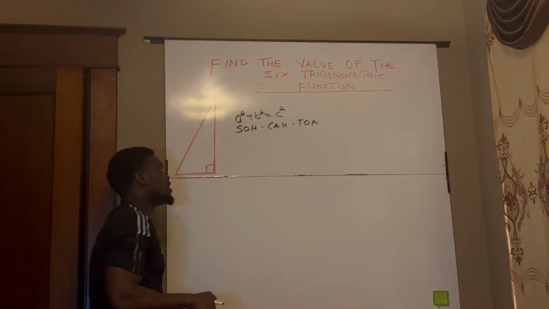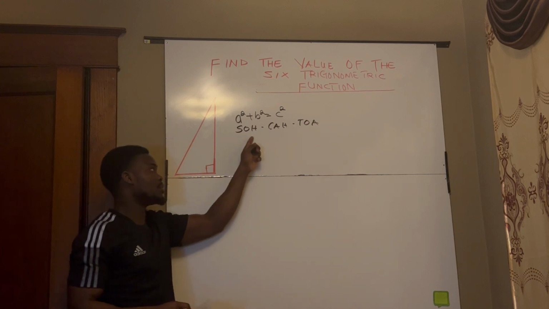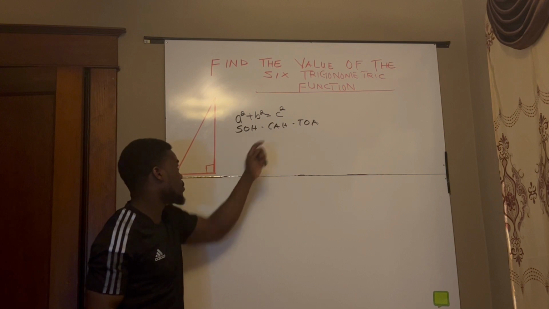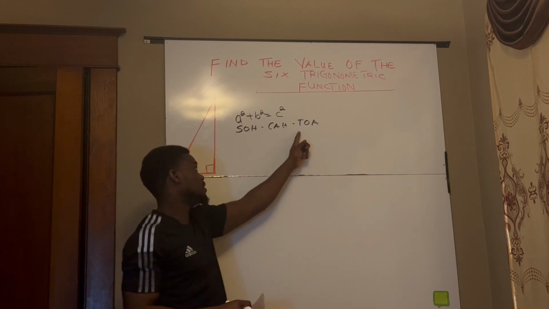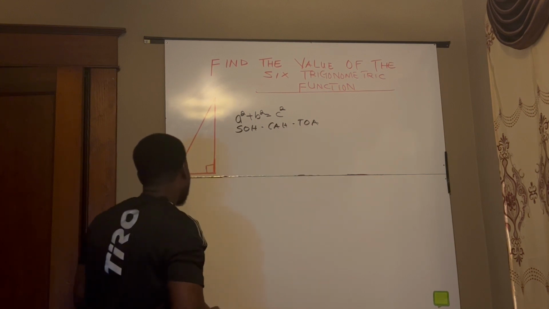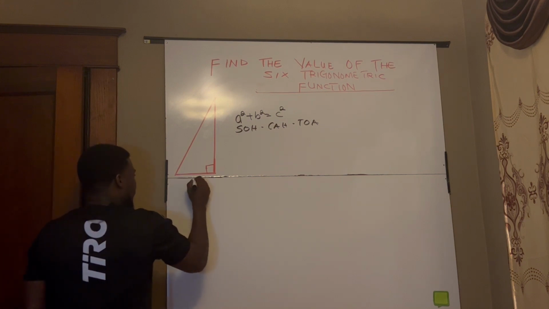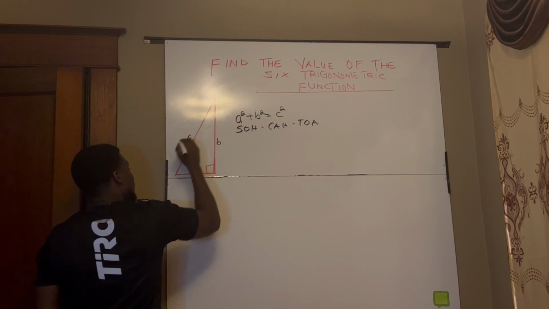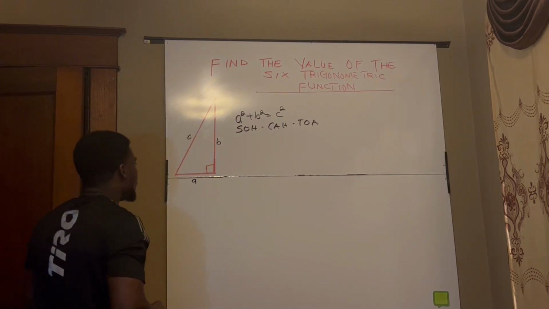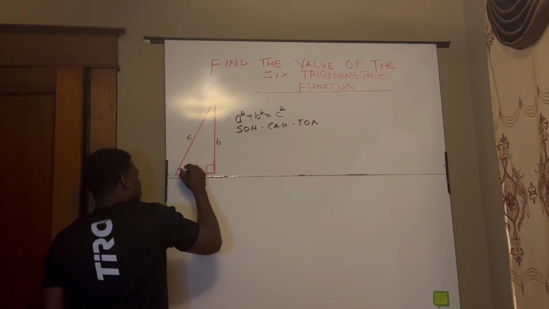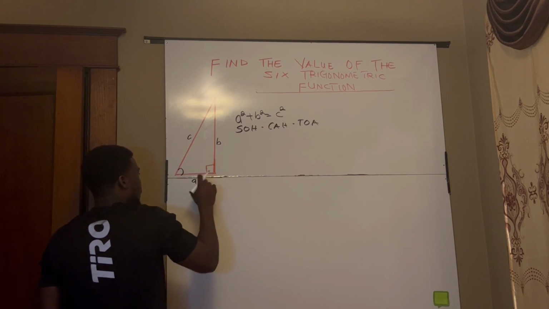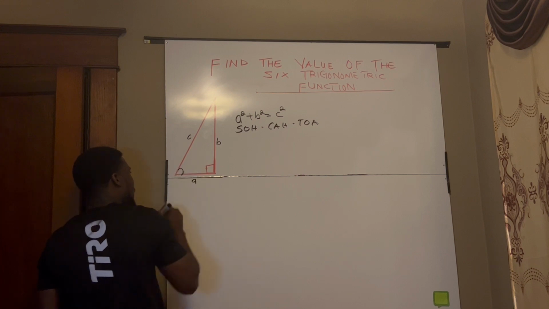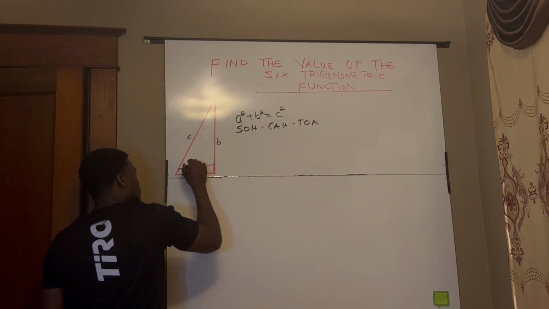SOH CAH TOA means sine is equal to opposite over hypotenuse, cosine is equal to adjacent over hypotenuse, and tangent is equal to opposite over adjacent. So let's say this is A, this is B, and this is C. This angle right here is a 90-degree angle, but we have our angle here, and we are going to name this angle theta.